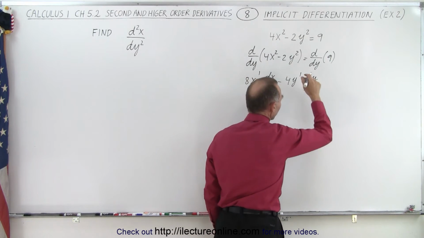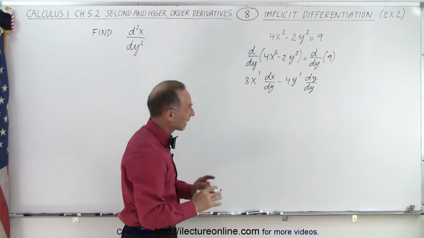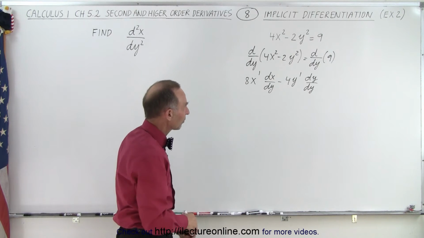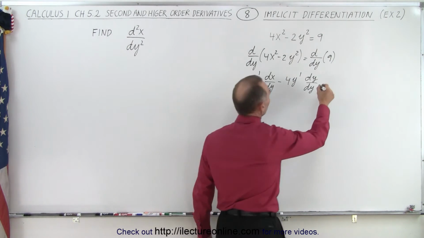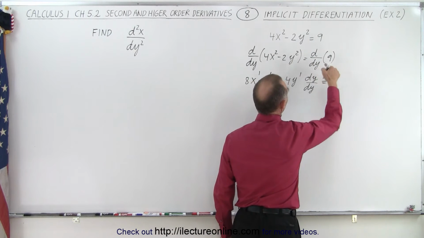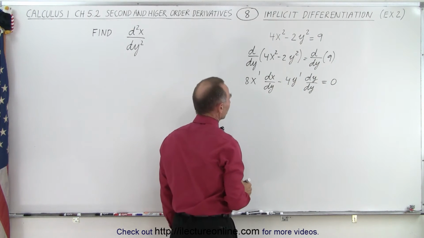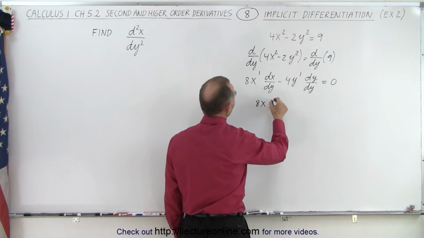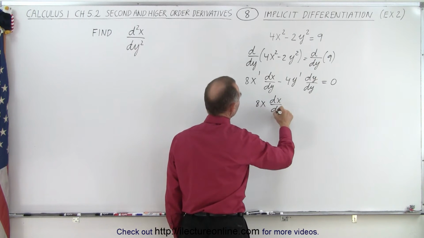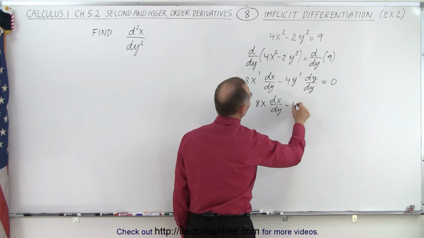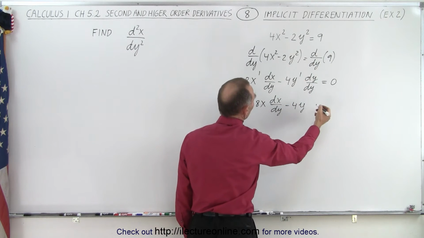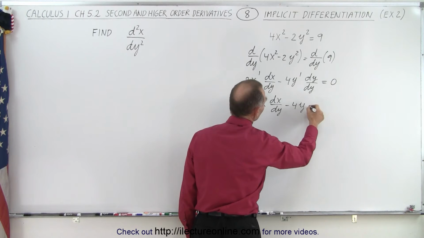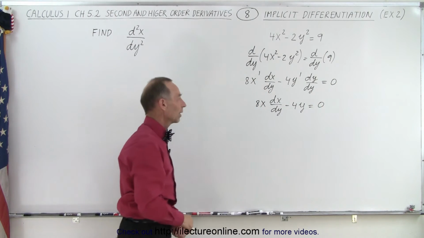Now, of course, we don't normally write that, but I just wrote it for clarity. So you can see that we need to do that for each variable. And that will equal 0 because the derivative of a constant is 0. So here this reduces to 8x times dx/dy minus 4y. dy/dy is equal to 1, and so that becomes simply equal to 0 like that.